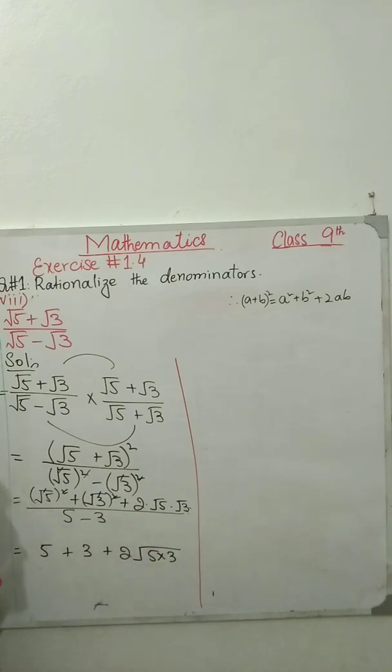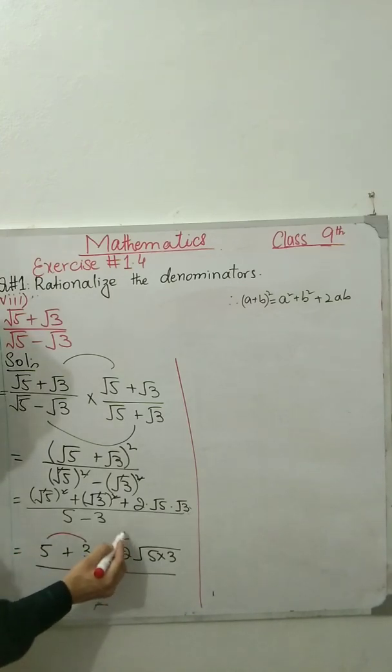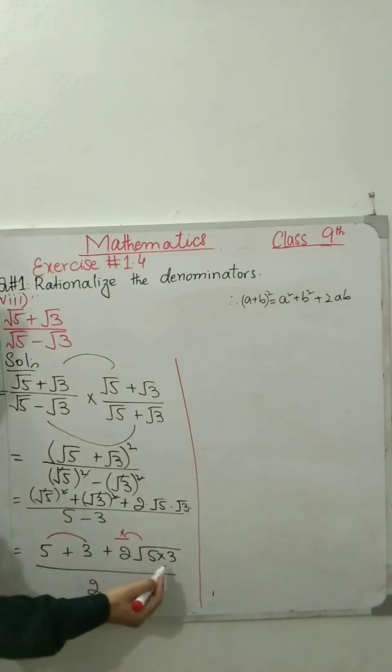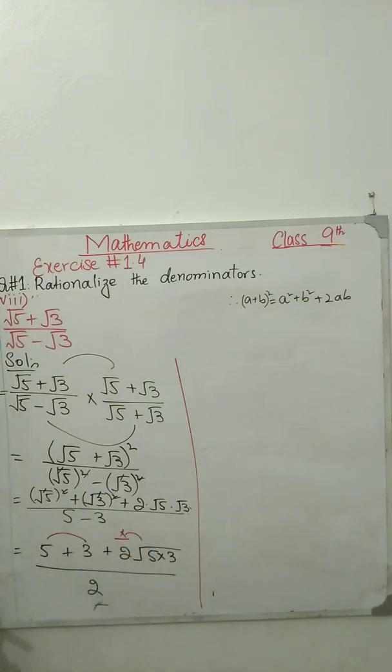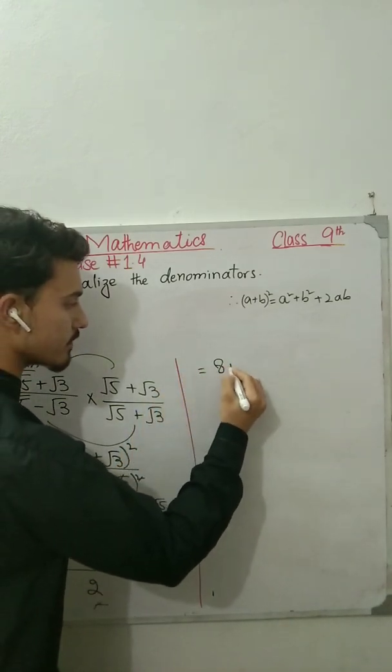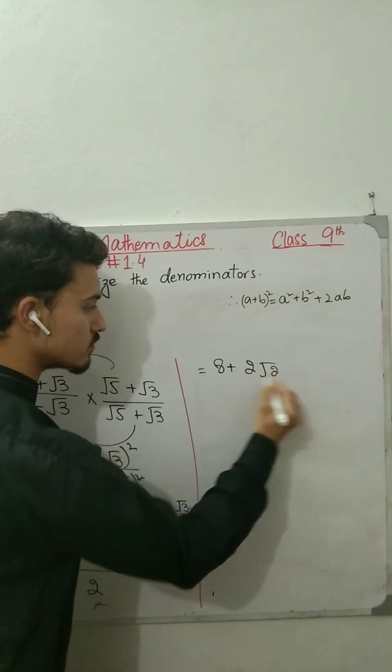This is the property of radical sign. Divided by what? Divided by 2. So these are two values that we can add, 5 plus 3, but we can't add the 2 because it is going to multiply with the radical value. So this is actually a radical value and these are simple numbers we have. 5 plus 3, 8. 8 plus 2 square root 15 over 2.